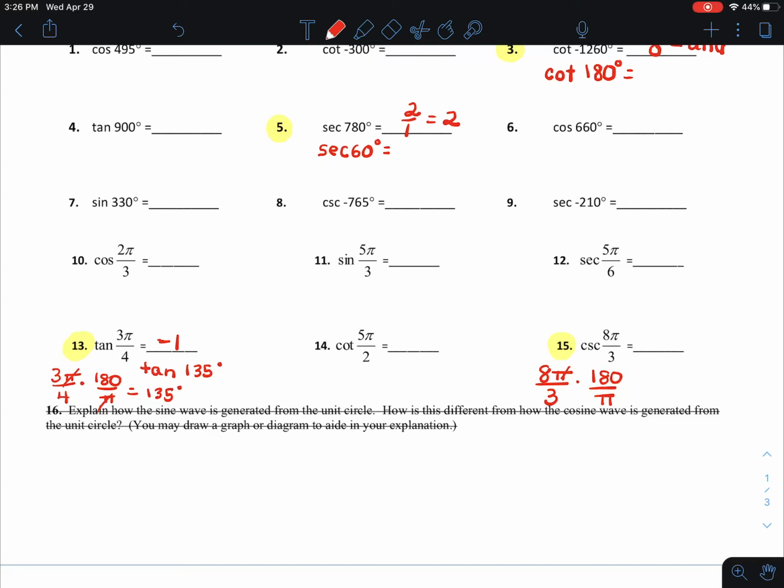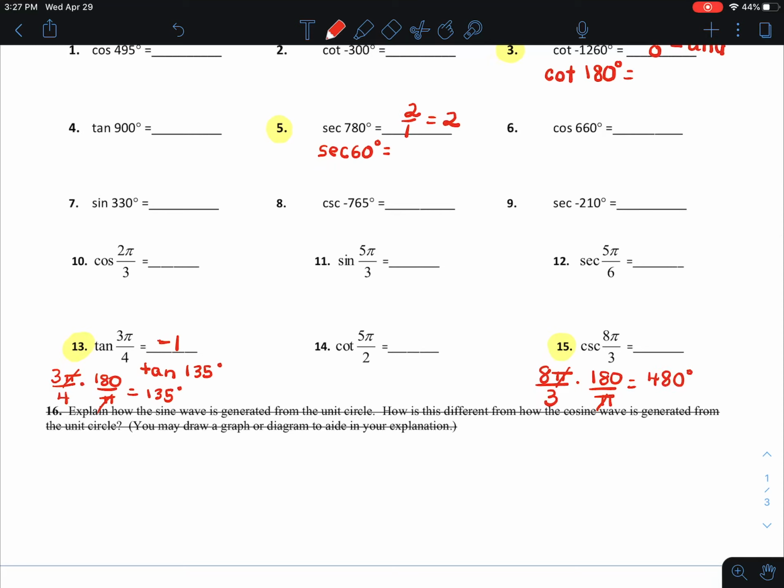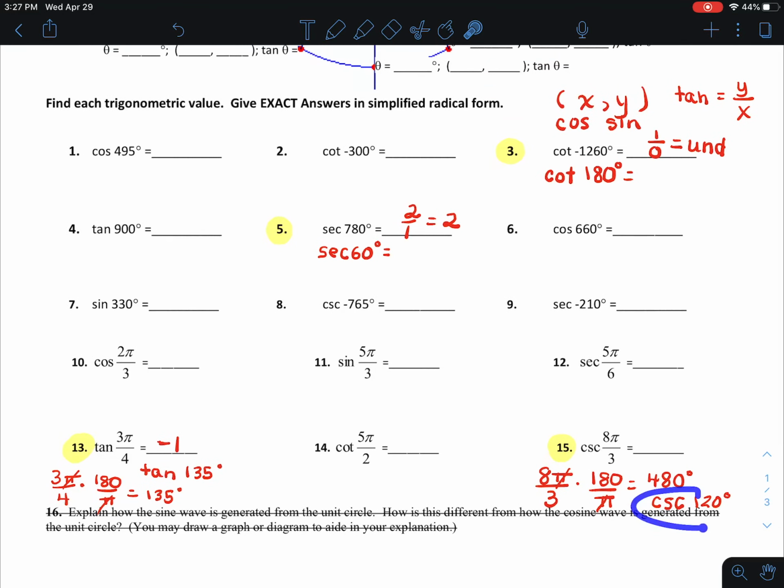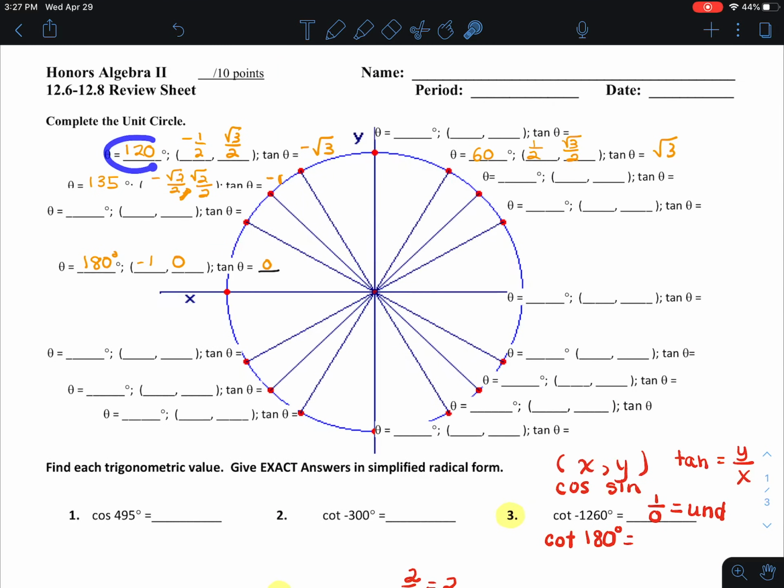Okay, and then for cosecant of 8 pi over 3, very similar. We're going to want to convert this into degrees. We'd cancel the pi symbols, 8 times 180 divided by 3. Initially, that comes out to 480 degrees, but then we would need to subtract 360 degrees off of 480, that tells us we're looking really for cosecant of 120 degrees. Now once again, remember cosecant is the reciprocal of sine, and sine is the y-coordinate. So I'm going to go to 120 degrees right here. I want to grab the y-coordinate, but then I need to do the reciprocal of square root of 3 over 2.